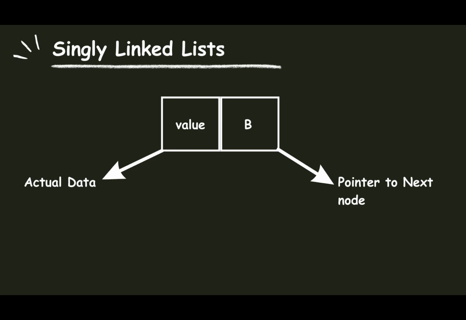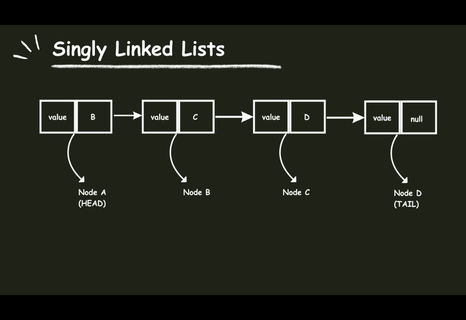A singly linked list is a linear data structure where each element, that is the node in the linked list, contains data and a pointer to only the next node in the sequence. Singly linked lists are unidirectional, meaning you can only traverse the list from the head, which is the first node, to the tail, which is the last node. Each node contains a pointer or reference that points to the next node in the list.